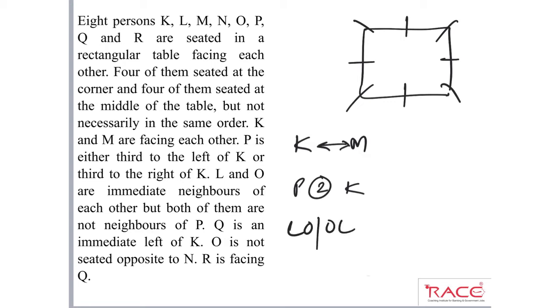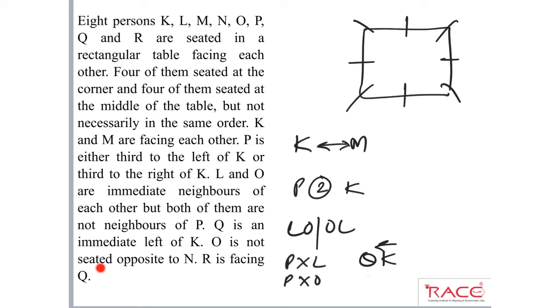Now, next information, L and O are immediate neighbors of each other, but both of them are not neighbors of P. It means L is not a neighbor of P, O is also not a neighbor of P. Q is an immediate left of K. So immediate left of K, I have Q. This is direct information because here I have the direction given.